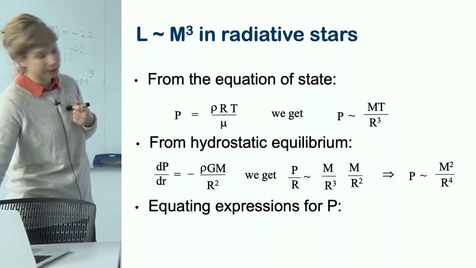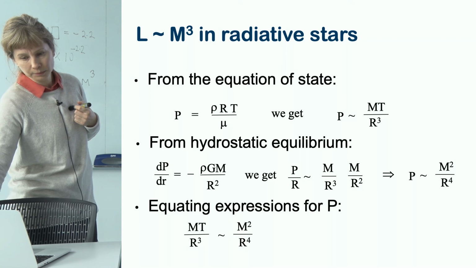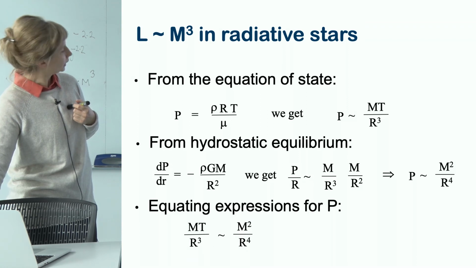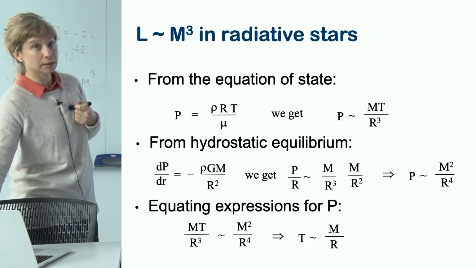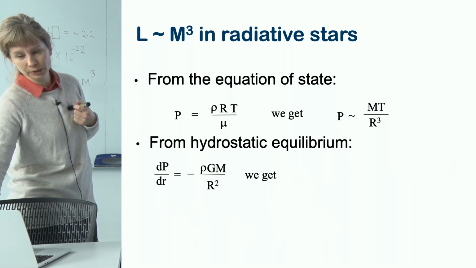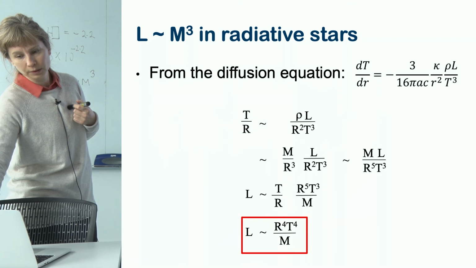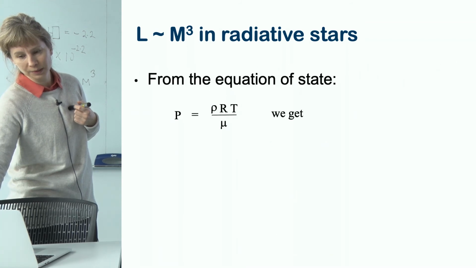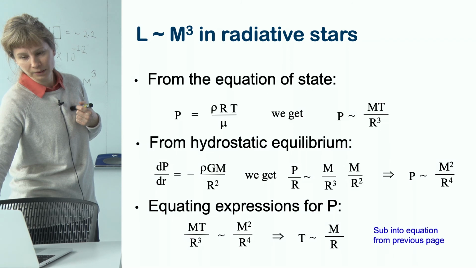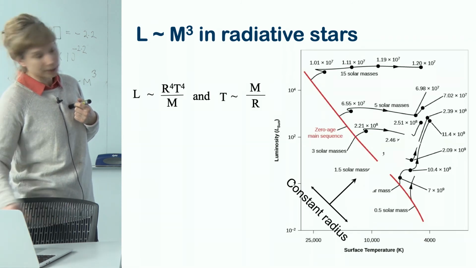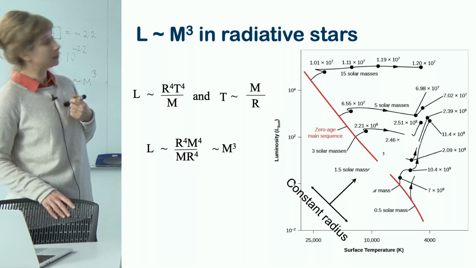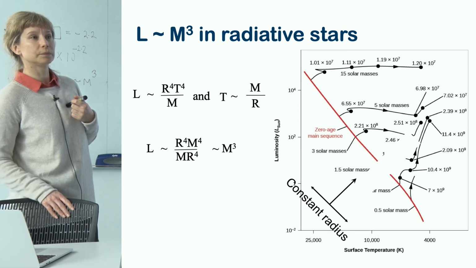Equating our expressions for P, we have mT over R cubed approximately equal to m squared over R to the fourth. So T is m over R. Now we can substitute that into the previous expression. If you remember, we had this from before, L. So these are our two expressions, and we end up with L proportional to m cubed.